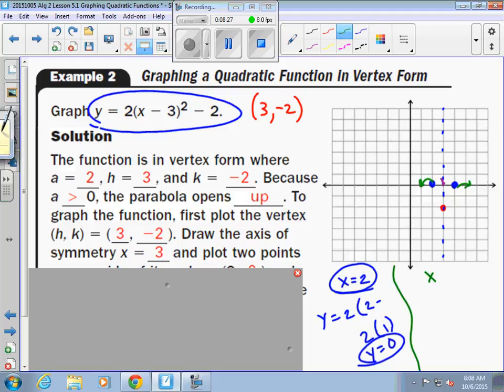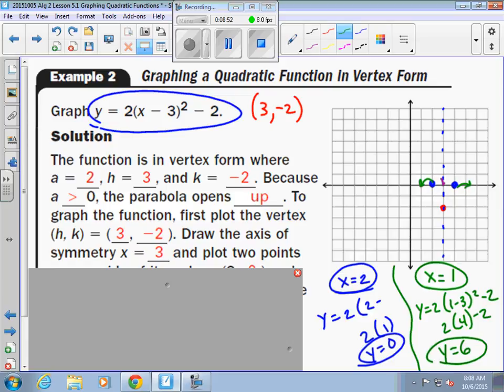So now x equals 1. Same equation. y equals 2 times (1 minus 3) squared minus 2. 1 minus 3 is -2. -2 squared is 4. 2 times 4 minus 2. 2 times 4 is 8. And 8 minus 2 is 6. So when x's value is 1, y's value is going to be 6 right there. And what do we know?